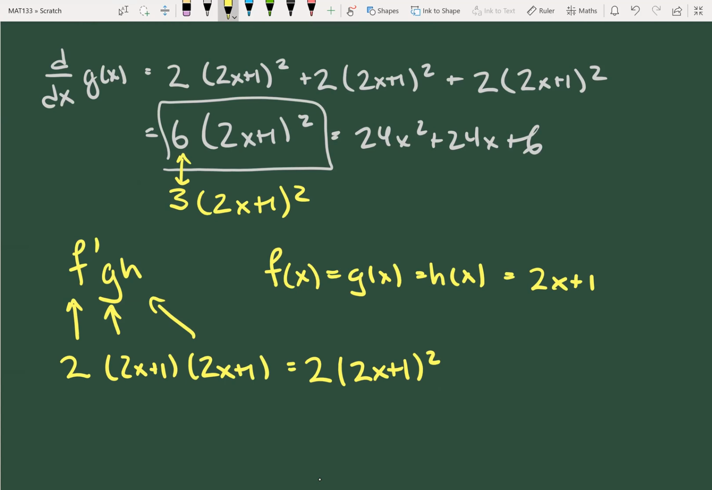Okay, cool. Right? And hopefully you can see that because they're all the exact same function, every single one of those terms, like if you do f g prime h, you get exactly the same answer, right? And that happens precisely because all three of the functions are identical.